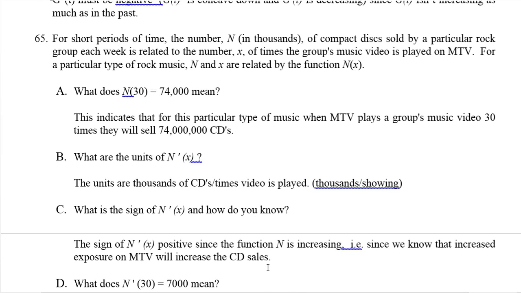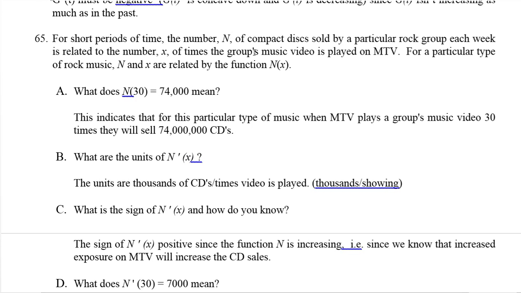So it would make sense to maybe say n prime of 30 equals 7,000. What does that mean? Well, you know what? I think I'm going to change this a little bit. I think this is a little unrealistic. So let me just make this not be in thousands. And so then that 74,000 would be correct. So now it's just number of CDs sold per times the video played.